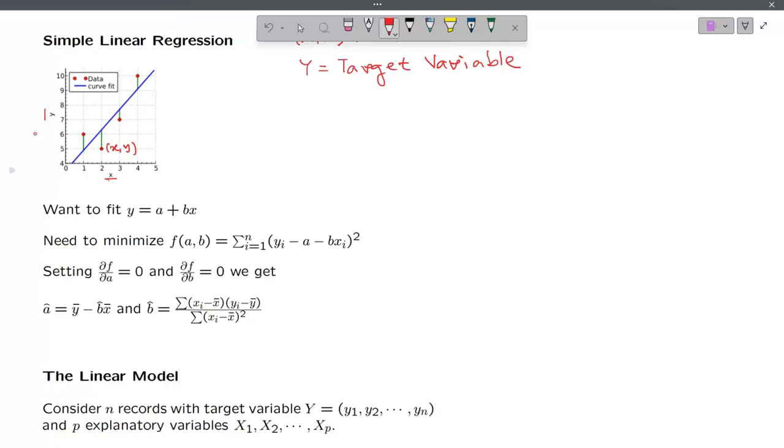Then we try to fit a straight line. We call it a trend line. An equation of it is obviously y equal to a plus bx. So we want to learn the values of a and b from the data. And what is the constraint? We need to minimize the sum of the errors, yi minus a minus b xi. We have the predicted here and the actual here. So we want predicted and actual to be close.